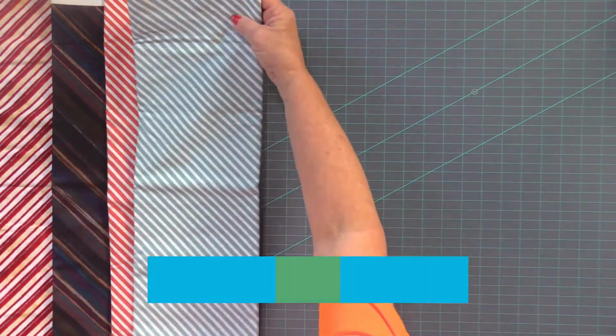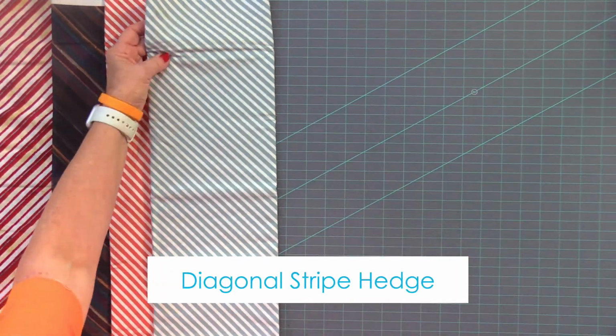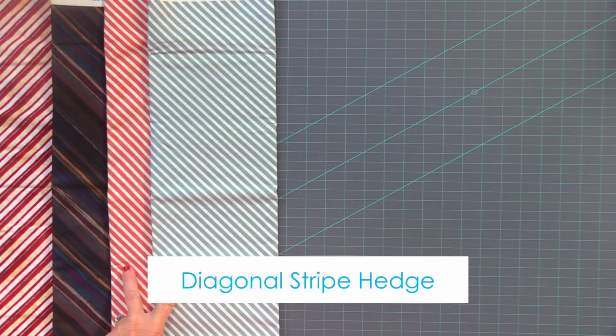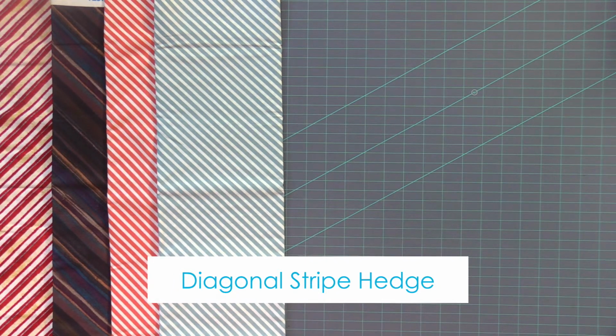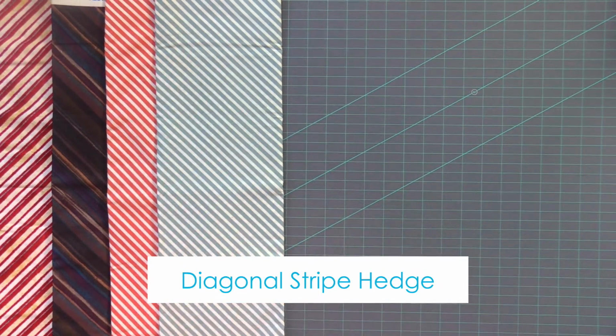Next up, diagonal stripe hedge. So these are from the same manufacturer, same width of fabric, same width of stripe, and you can see how they look great together. These would be fun in pretty much any quilt.